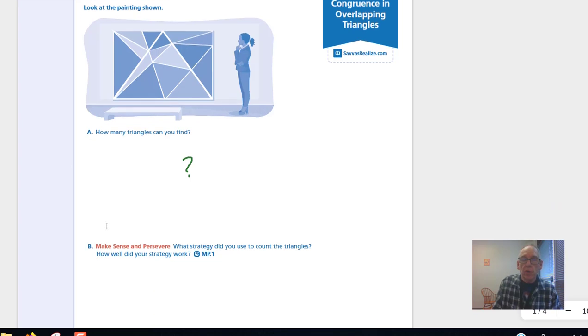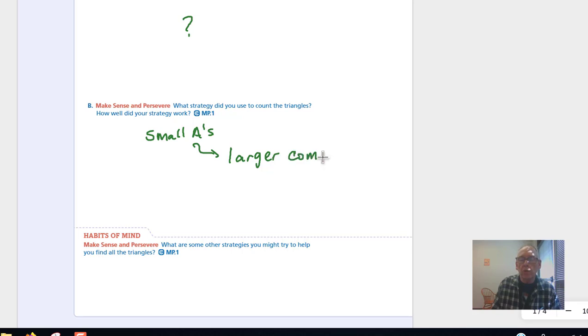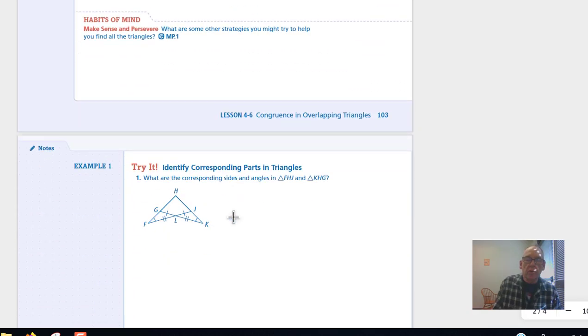Okay, let's move up. So what strategy did you use? The strategy I usually use on something like this is I look for the small ones, and then I look for the larger component ones that are made up of the smaller ones. Whichever strategy works for you, that's the strategy to use. So I'm not sure what the right answer is on that one.